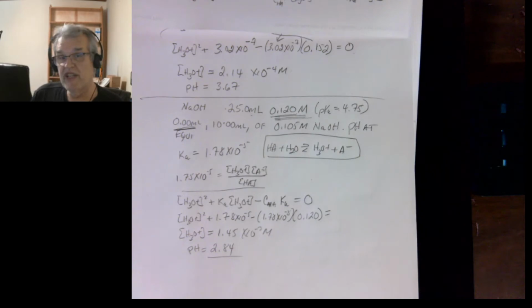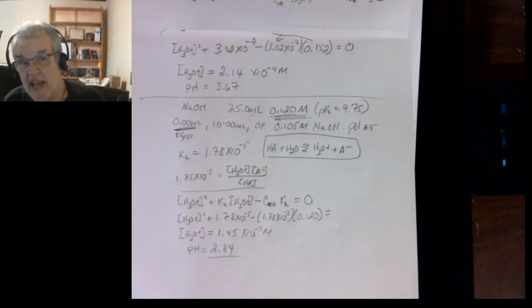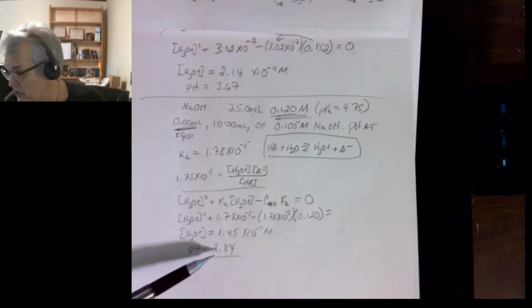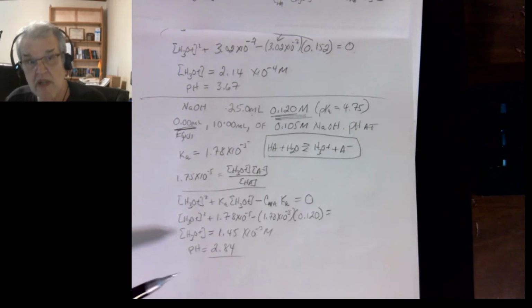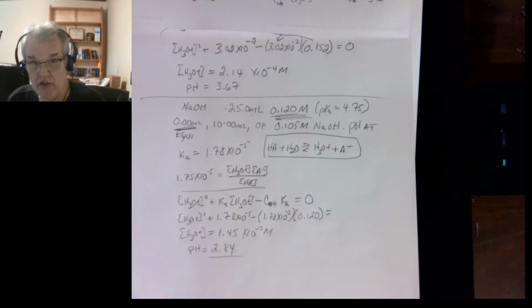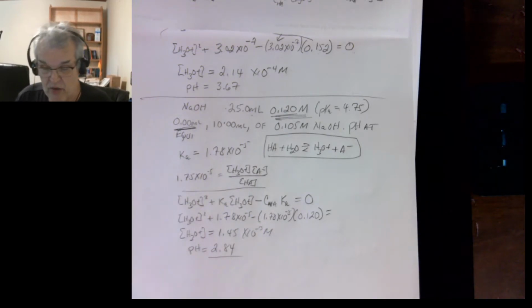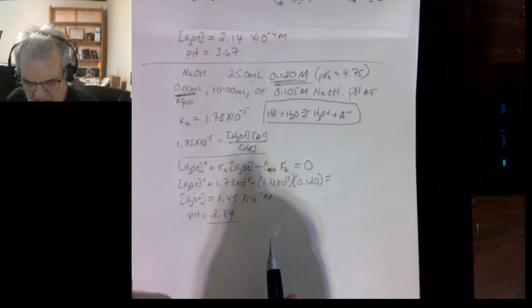Remember, always kind of check yourself by looking at it and making sure it makes sense. This is a weak acid. pH should be below 7, and it is. 2.84. Weak acid, still pretty low pH because there's nothing to offset it from reacting in there. But that's still an indicator that we did something correct. Again, I'm not going to get into the other assumption that we could do.